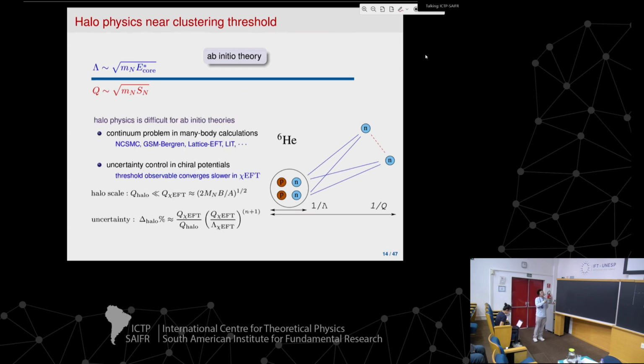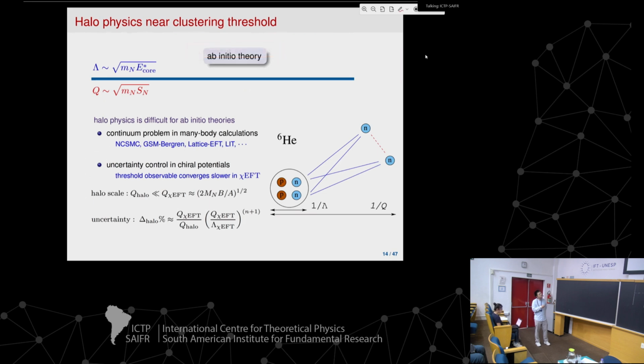And if you're at these low momentum scales, the difficulty of ab initio theory is that because these systems are near the threshold, you can have not just bound states, but also resonances near the threshold. The normal ab initio theory has difficulties describing this behavior near the threshold.